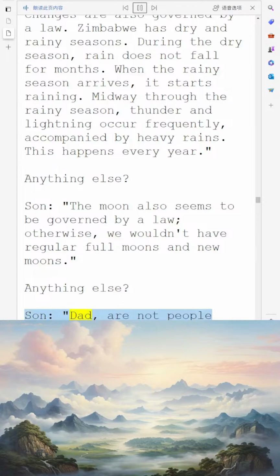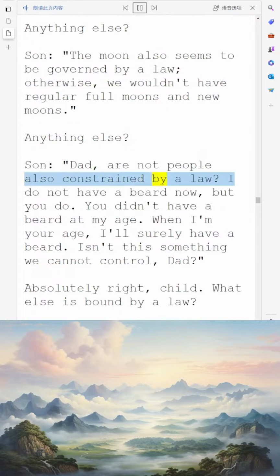Son: Dad, are not people also constrained by a law? I do not have a beard now, but you do. You didn't have a beard at my age. When I'm your age, I'll surely have a beard. Isn't this something we cannot control, Dad? Father: Absolutely right, child. What else is bound by a law?